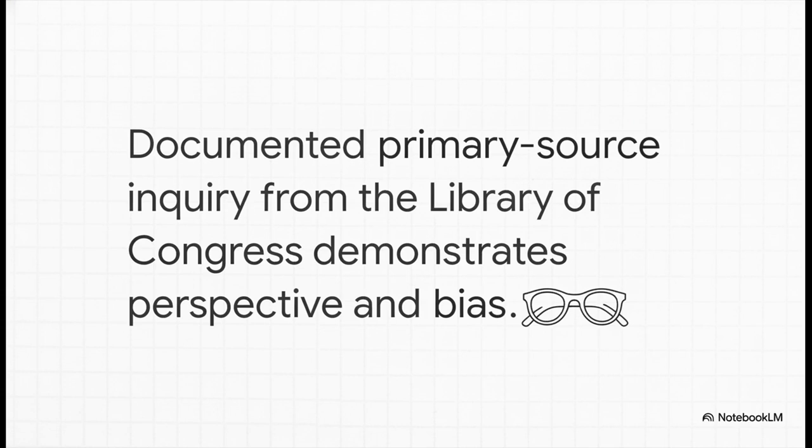Equally important is evaluating an author's purpose and viewpoint or perspective. For example, a documented primary source inquiry from the Library of Congress demonstrates perspective and bias. Why does this matter? Well, because every text is written by a human for a reason. Recognizing that completely shapes how critically you consume information.